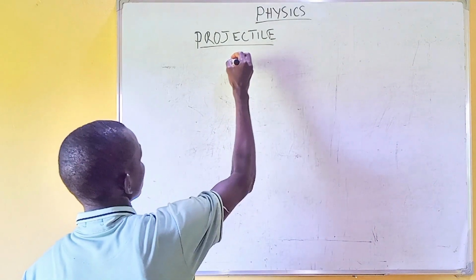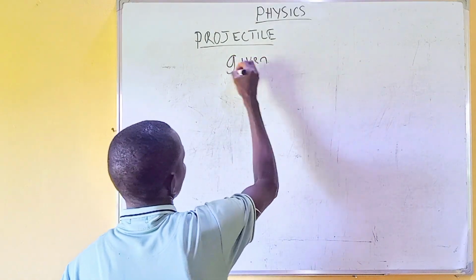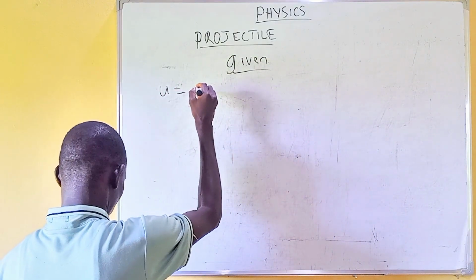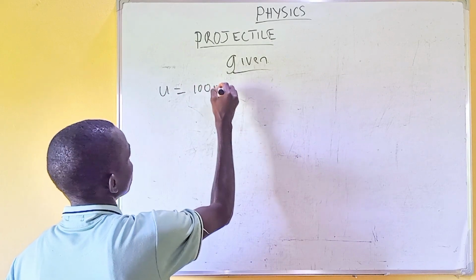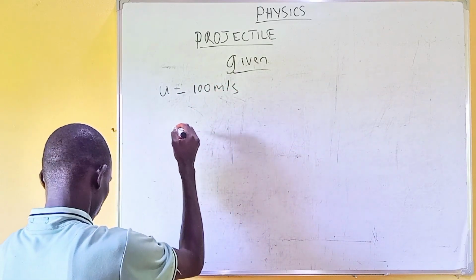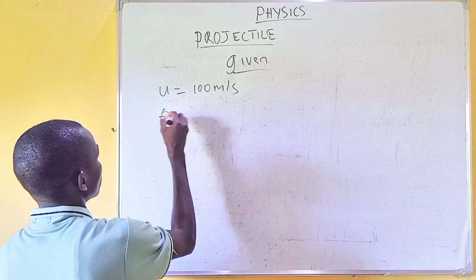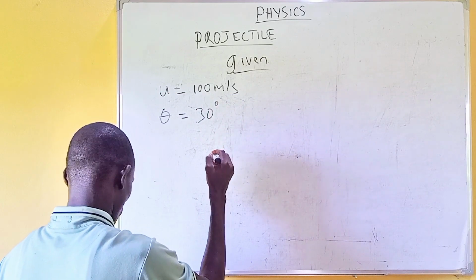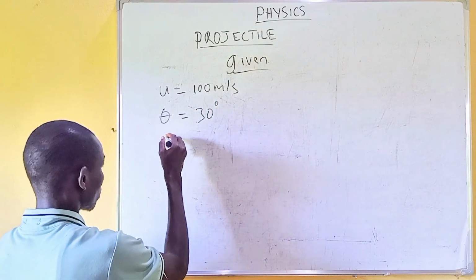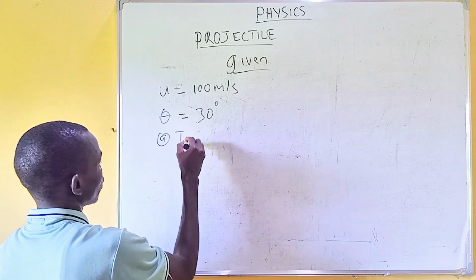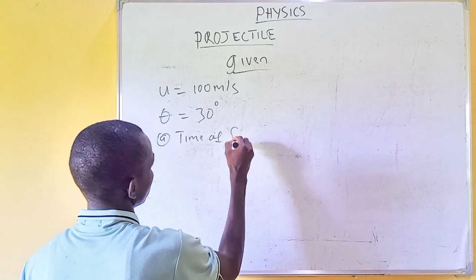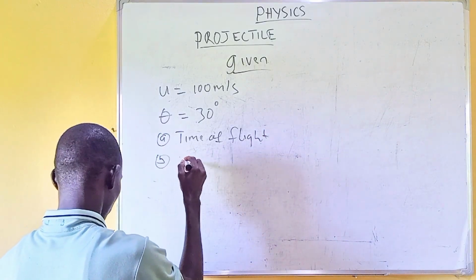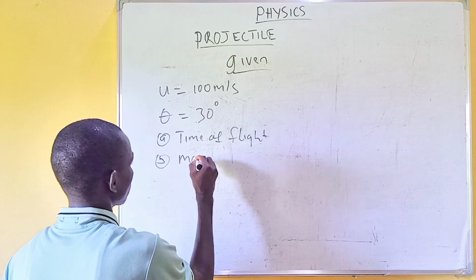So from here, we are given initial velocity u equal to 100 meters per second. Angle of projection is equal to 30 degrees, and we are asked to find, one, the time of flight. Two, which is B, we are asked the maximum height.